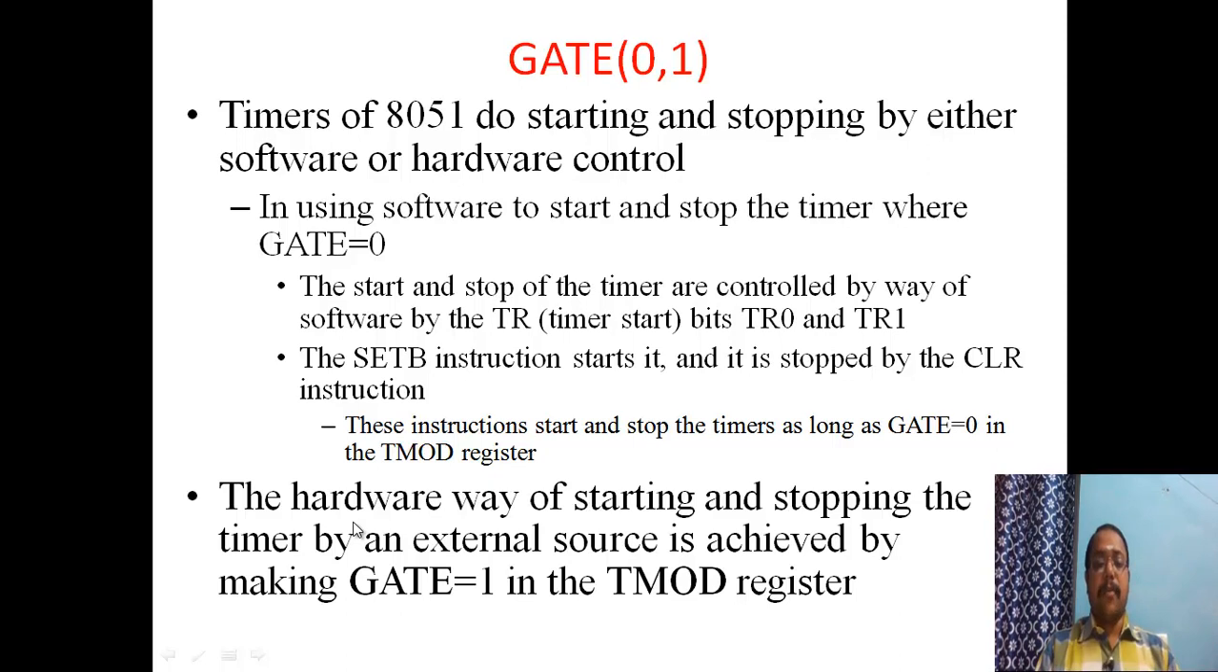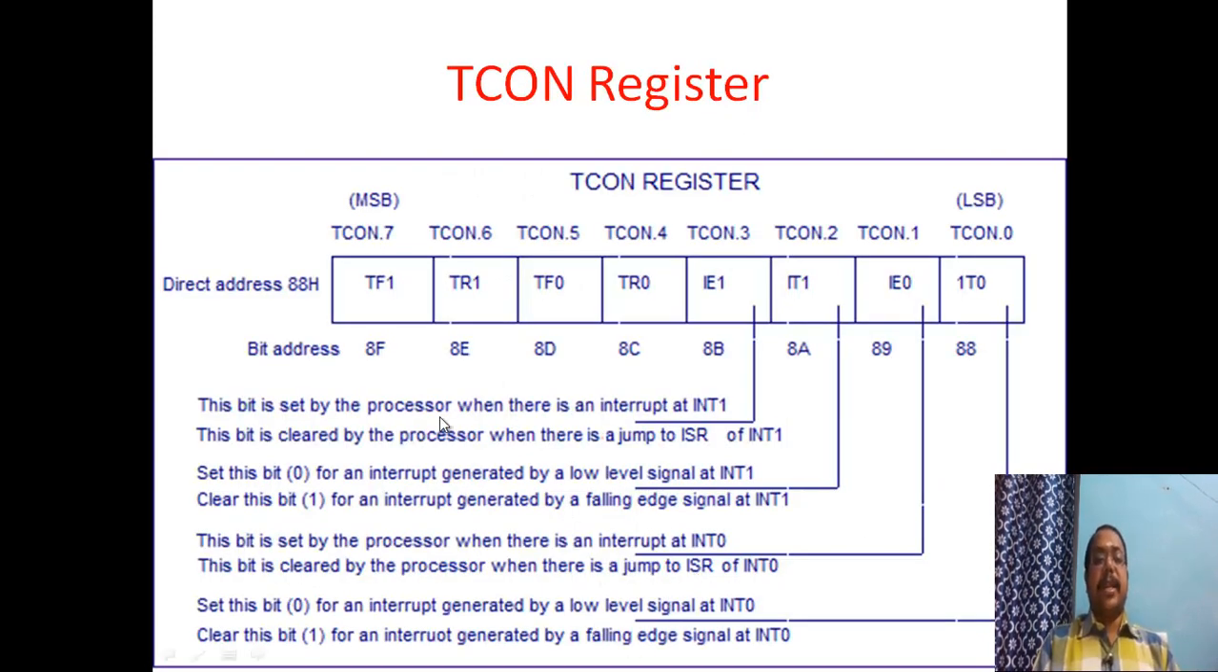Whereas when you go for hardware, you should have an external source that you will use for turning on and turning off. So now let us see TCON. In TCON, bit number 8, bit number 7, bit number 6, bit number 5 and bit number 4 alone are involved in the timer. The remaining are interrupts.